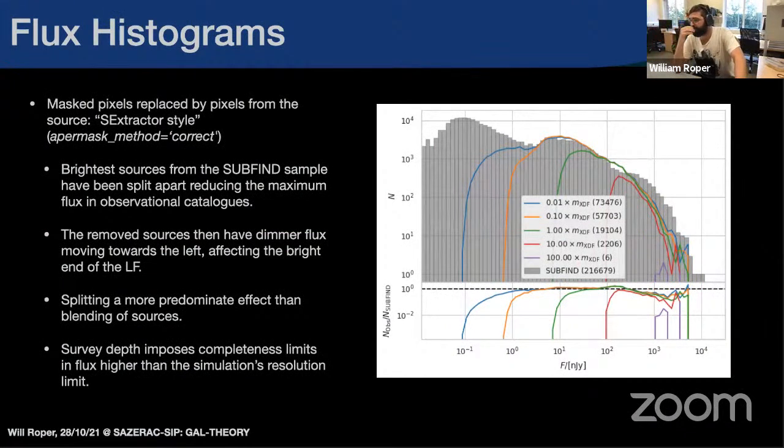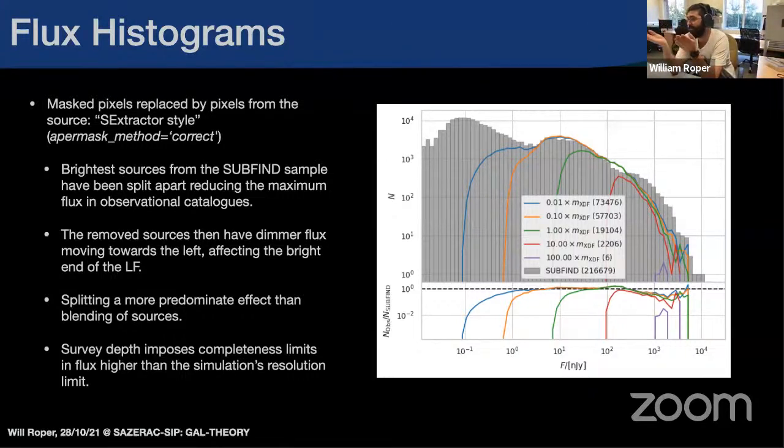This is a flux histogram of these sources with the halo finder results shown with bars, and then the various depth levels I just talked about plotted over the top of colored lines. This particular example uses a masking method within the aperture where any neighboring pixels that fall within the aperture are replaced by pixels from the source from the opposite side of the source. So this is Source Extractor's correct method. And using this method of flux measurement, you get a reduction in the maximum flux in the observational catalogues. The galaxies are being split apart, even at the realistic depth levels of the XDF, and they're being shifted to the left. Now, this is going to have an effect on the bright end of the luminosity function.